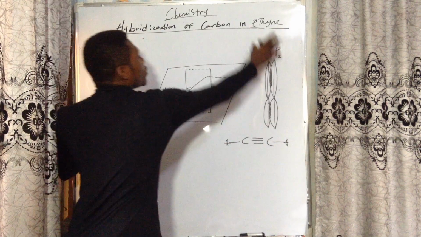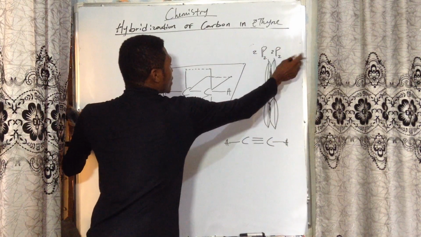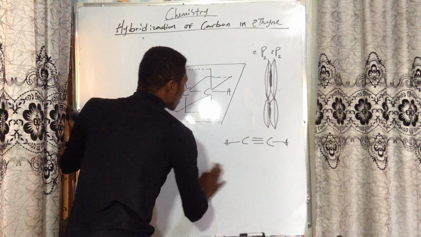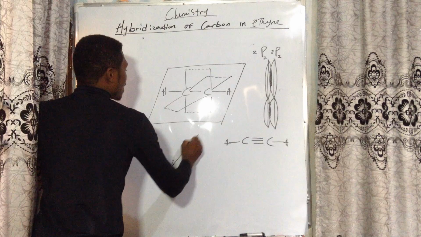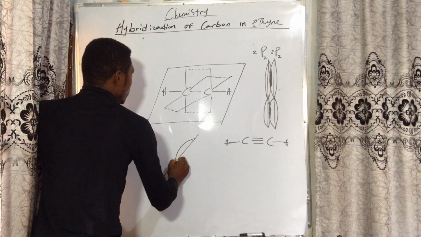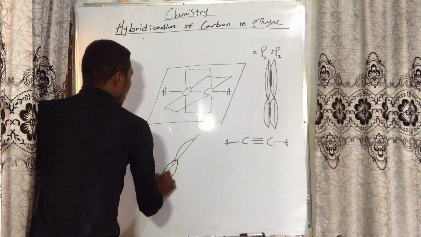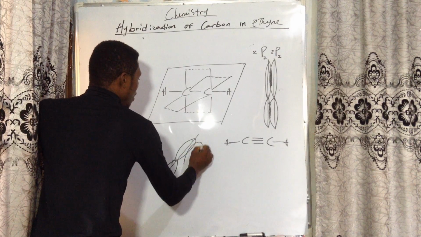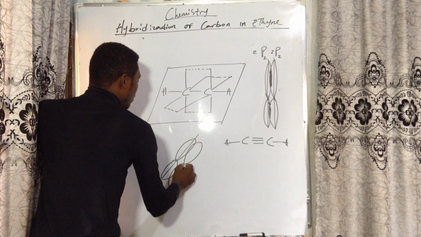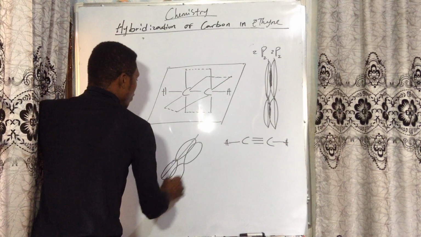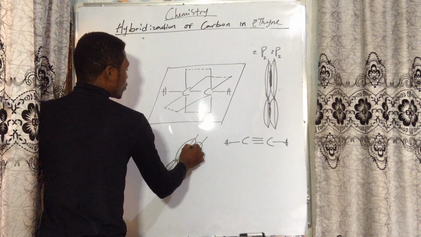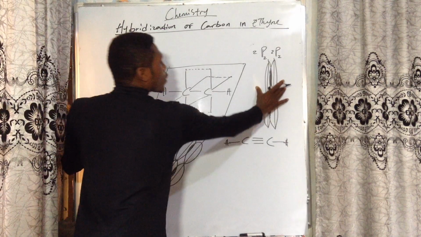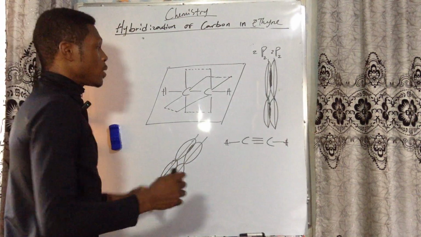I gave only the 2pz orbital before. This is the 2py orbital, and the axis is like this, above and below. This is the other one, above and below. They overlap. This is one pi bond, and this is the second pi bond. They are weak bonds.